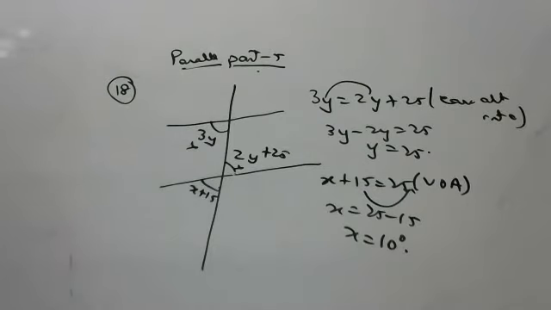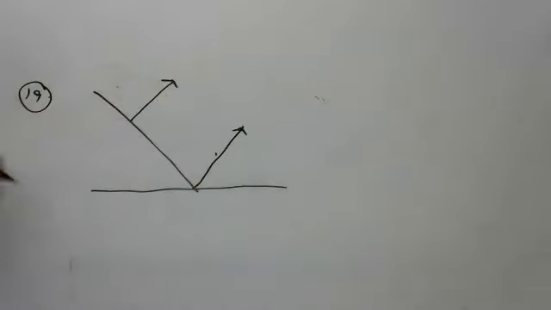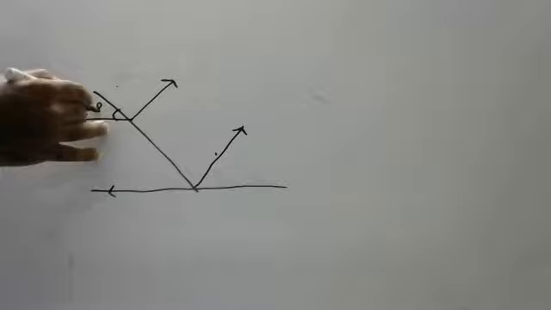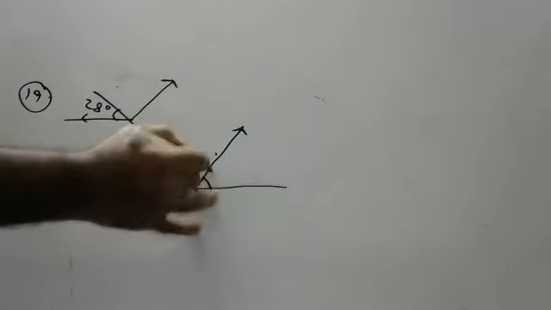19th sum. Check children, 19th sum. I'm drawing the figure here. All of you please see the figure. This is given like this, and this is a line. This and this are parallel, both are parallel lines. And here this is parallel. He said this is 28 degrees and this is 72 degrees.